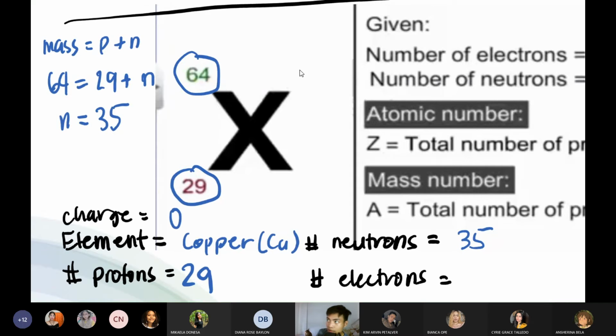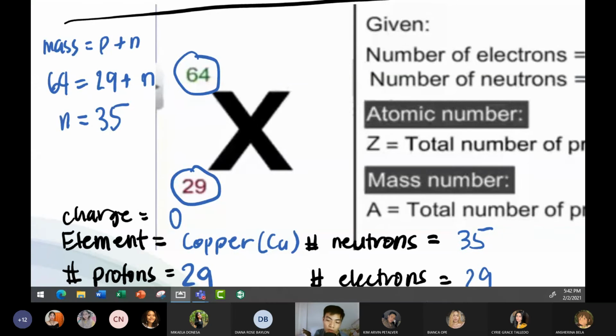Kapag 0, hindi na natin sinusulat. Okay? So what does it mean kapag 0 yung charge? So it means that the number of proton and the number of electron are the same. Okay? So 29 yung proton, 29 din yung electrons. So, kapag walang nakalagay doon, kung ano yung dami ng proton, yun din yung dami ng electrons.